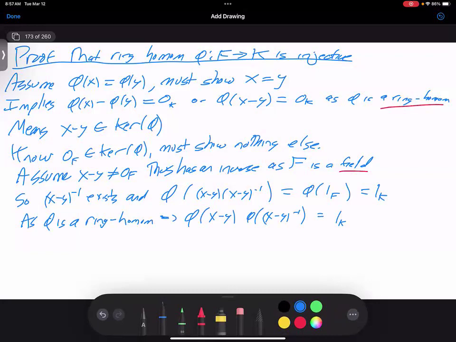Now, we've already done part B, so we actually have some idea of what phi of x minus y inverse is. But we don't need to know that. What do we know about phi of x minus y? It's 0. So we get 0, and that's 0 in k, times phi of x minus y inverse, I don't really care what that is, equals 1. So 0 equals 1, contradiction.